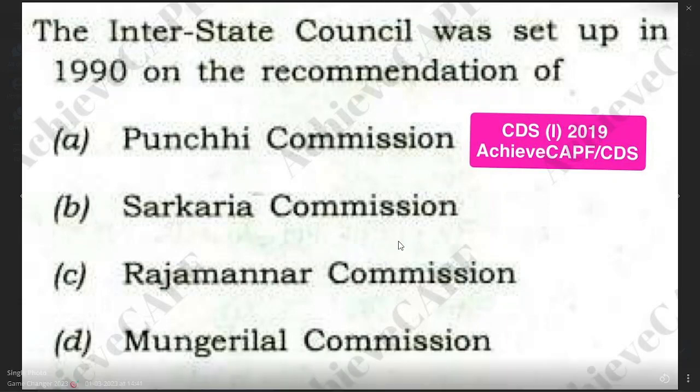Interstate Council was set up in 1990 on the recommendation of Sarkaria Commission.